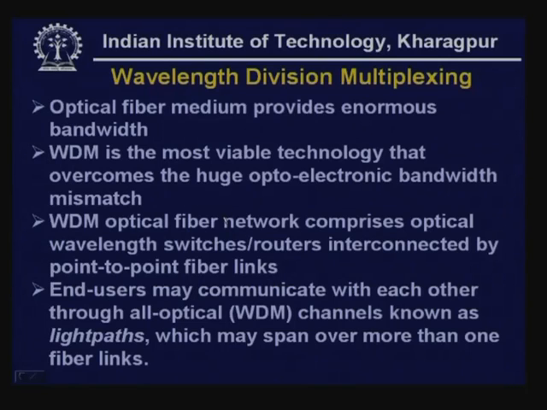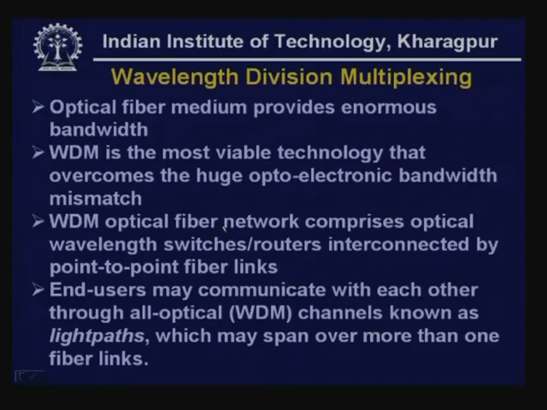Then, as I mentioned, there is one special type of frequency division multiplexing called wavelength division multiplexing, used whenever we are sending light signals through optical fiber. Why do we call it wavelength division multiplexing? The reason is the frequency is very high, so the wavelength is small. So, instead of stating in terms of frequencies, we state in terms of wavelengths. And particularly this wavelength division multiplexing is becoming very popular because of the enormous bandwidth provided by the optical fiber medium.